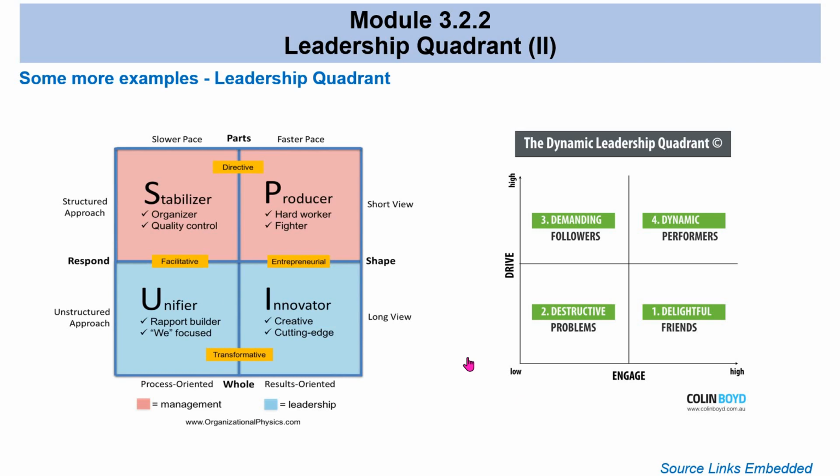So again, depending on what kind of factors, how you drive a team or drive a situation and how much you engage people, that can make you a type of leader that is either delightful, where people are your friends, or destructive if you have low engagement and low drive. And for friendship leadership, it's a high engagement but a low drive. And for leaders who are demanding, they have low engagement with the people, but they really drive you to produce things.